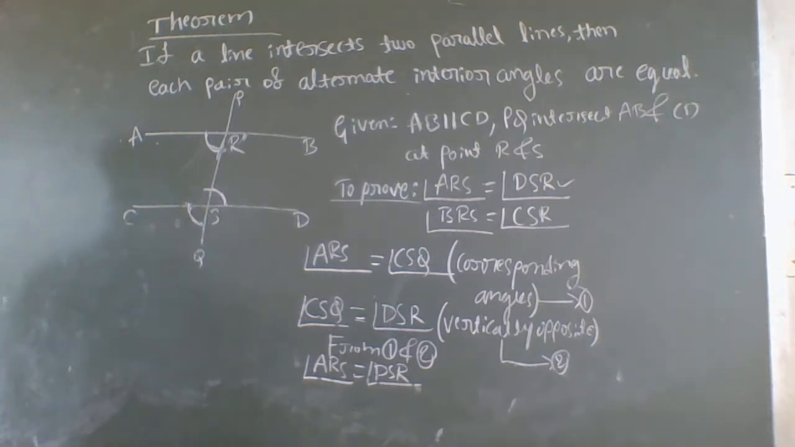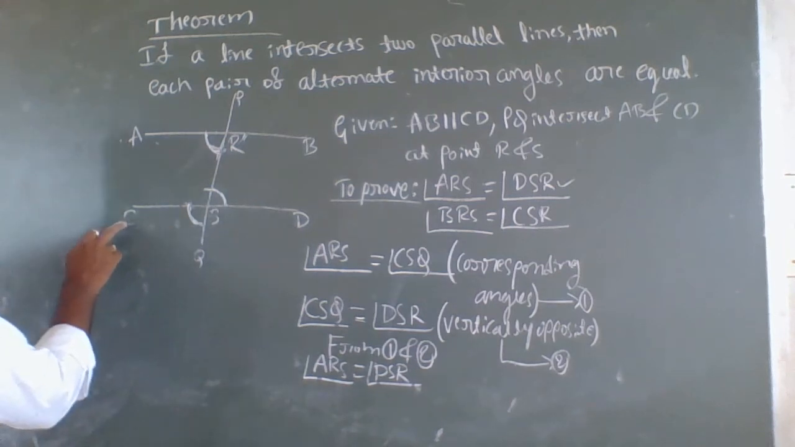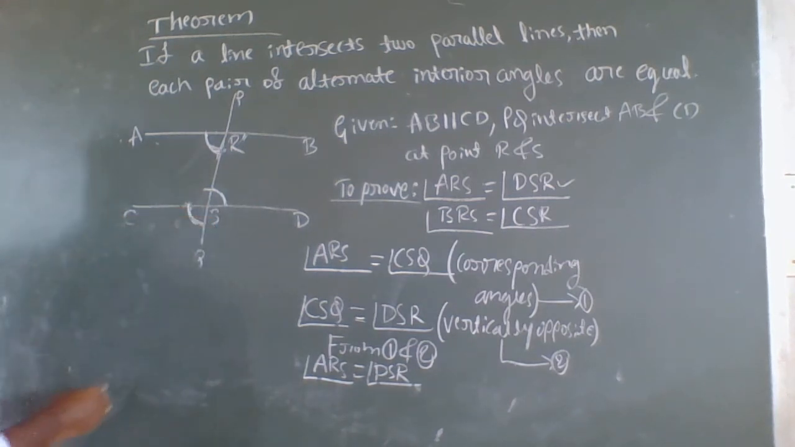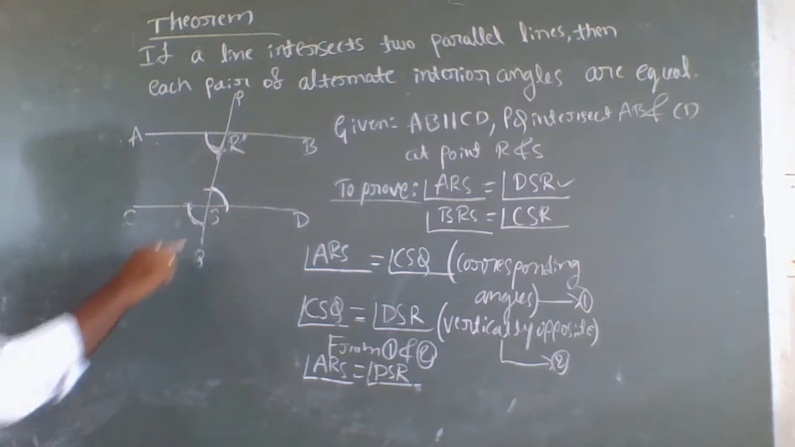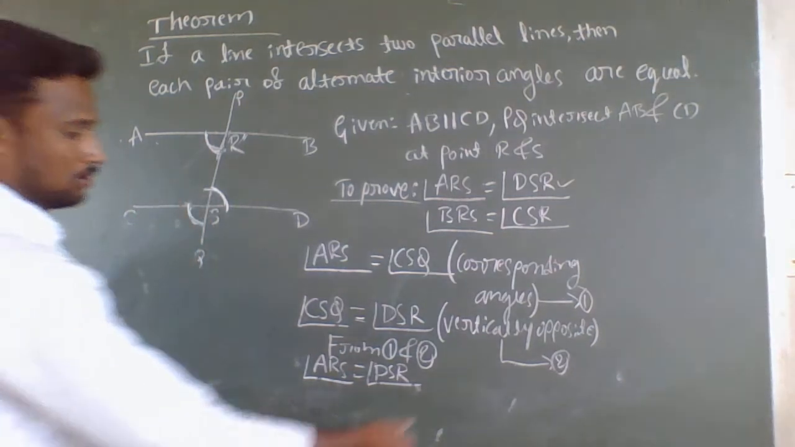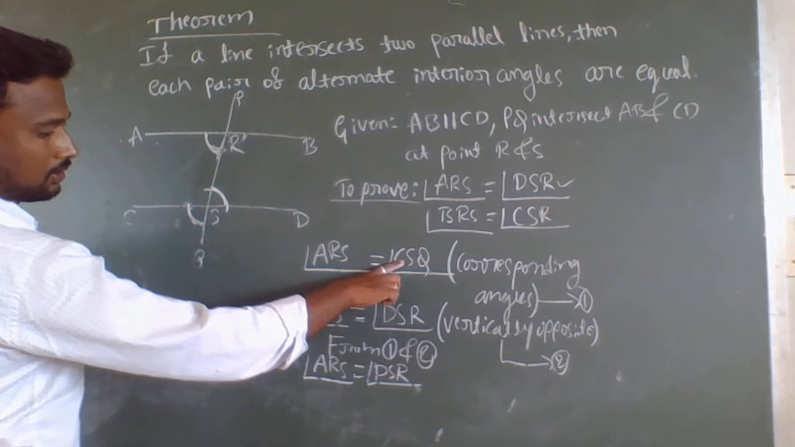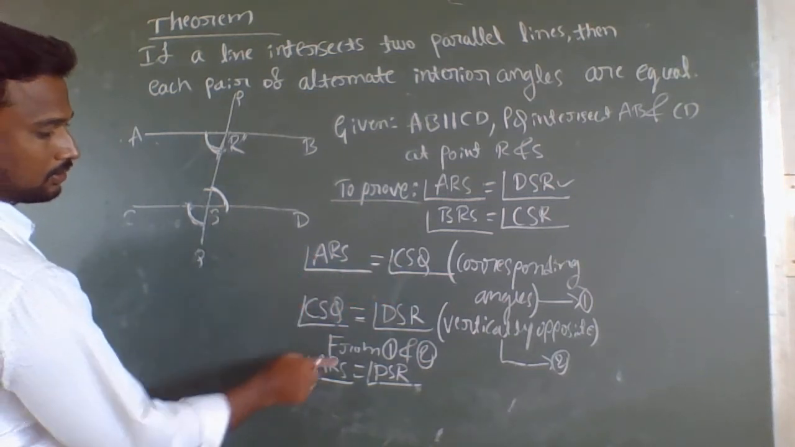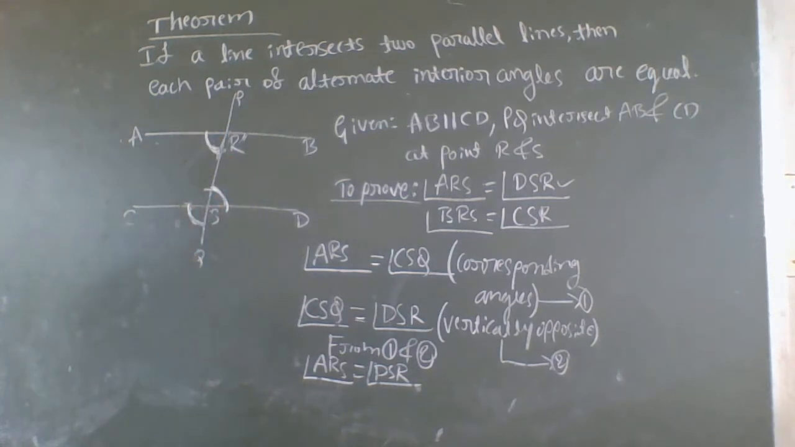To prove this, what I did? Simply, angle ARS is equal to angle CSQ, because these two angles are corresponding angles. Therefore, I have considered this as 1. Now, next step what I did, angle CSQ is equal to angle DSR, means this angle, are equal to each other. Why? These are vertically opposite angles. I will consider this as 2. By observing these two, these two are equal to angle CSQ only, therefore angle ARS is equal to angle DSR. Therefore, these two alternate interior angles are equal to each other.